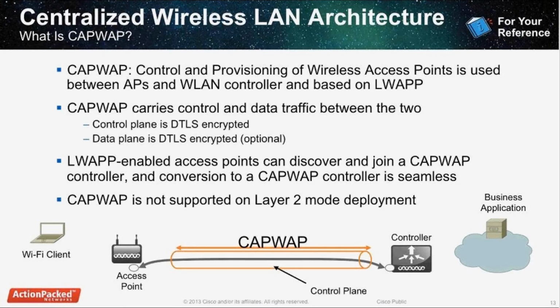But the controller is not just a management plane, it also has a data plane. So let's say a client connects to an access point and wants to access some data, say a business application. The way it would do it is the access point would forward the client traffic to the controller using a data plane, and it goes all the way to the business applications.